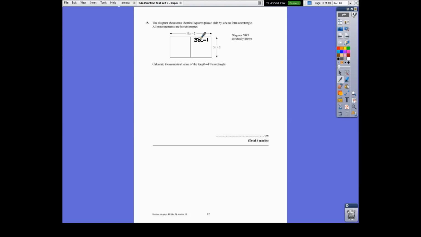Because it's a square, the 5x minus 1 must be equal to the 3x plus 5. So we've got 5x minus 1 equals 3x plus 5, which gives us an equation we can solve. To solve that, we take 3x off both sides. So we get 2x minus 1 equals 5. Add 1 to both sides, we get 2x equals 6. So x must be 3.